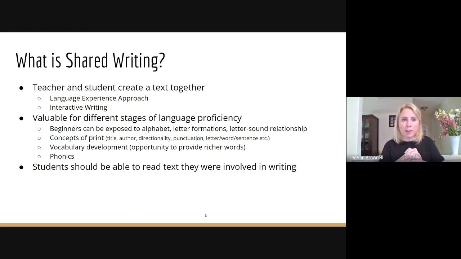So really kind of beefing up our vocabulary instruction is what the students need to support them in the content areas. And then students should be able to read the text that they were involved in writing. So again, making it at their level.